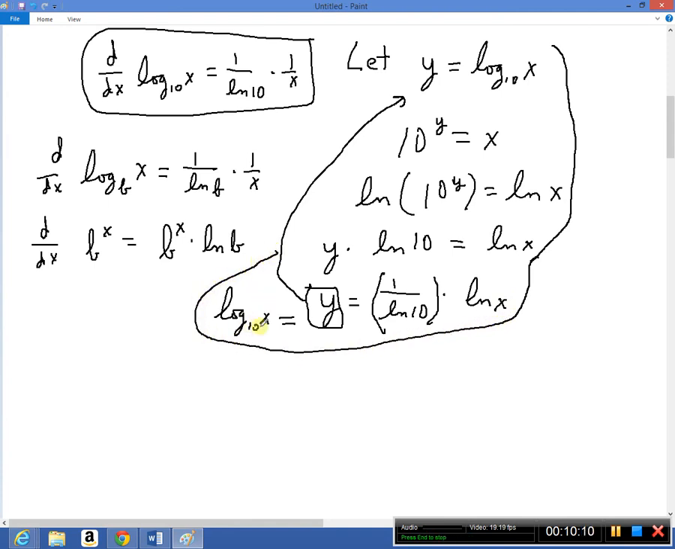The log base 10 of something is 1 over the natural log of 10 times natural log of x. This is sometimes called in algebra a change of base formula for the logs. So you can change one log to another. And so this is just an algebra trick to allow you to take the derivative of log base anything. You write log base anything as 1 over natural log of that base times natural log of x.